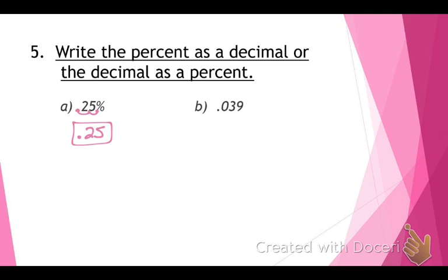Jakari, 0.039. How do I turn that into a percent? 2 places to the right, and what do you get? 3.9%. Okay, that's the problem that people mess up on the most, is they forget to put that percent sign.